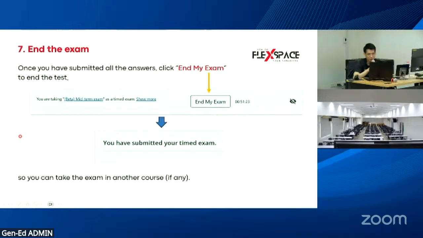And once you have submitted all the answers, click End My Exam to end the test. And if you have another exam, you can do it if you want to do so. Okay, you have to submit one exam at a time. Do not open several exams and do them all at once. It doesn't work, believe me.